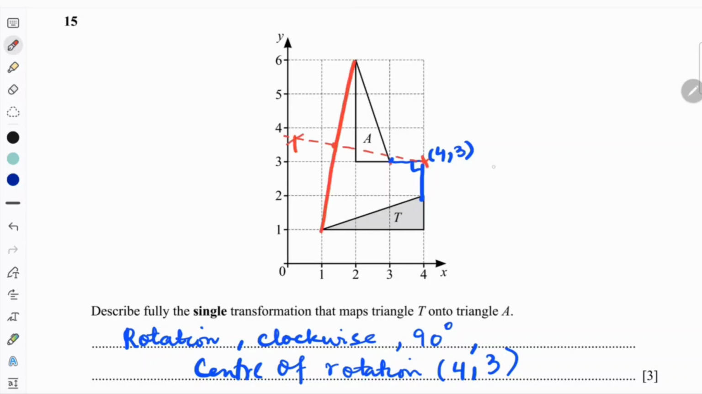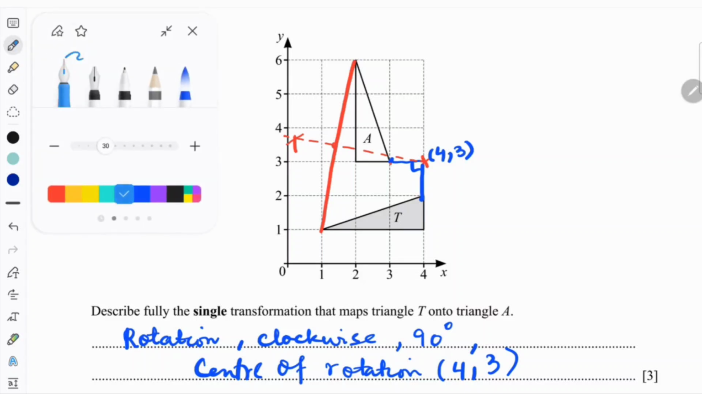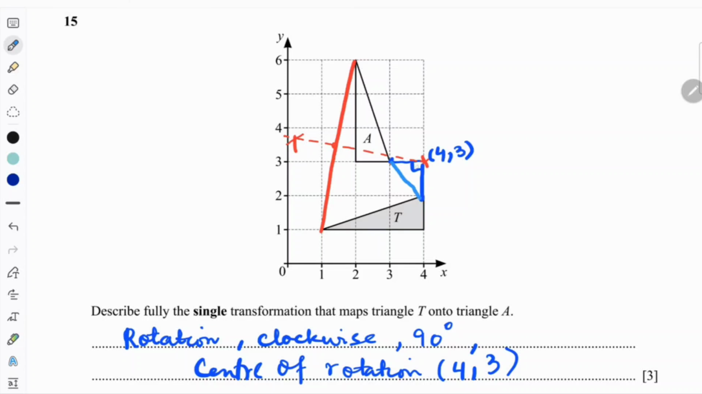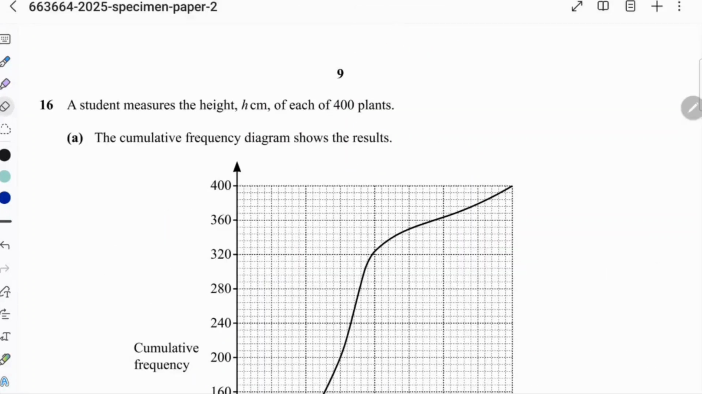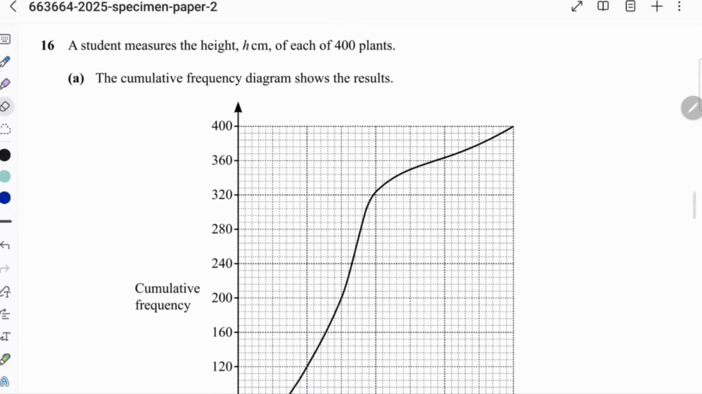In the other method, we can make a perpendicular bisector joining the corresponding points. For this one also, for example, these 2 points, if I join, that is the perpendicular bisector. Okay, easily we can understand that these 2 perpendicular bisectors are meeting at point 4, 3. So that is the center of rotation, moving clockwise, 90 degrees, and the center of rotation is 4 comma 3.